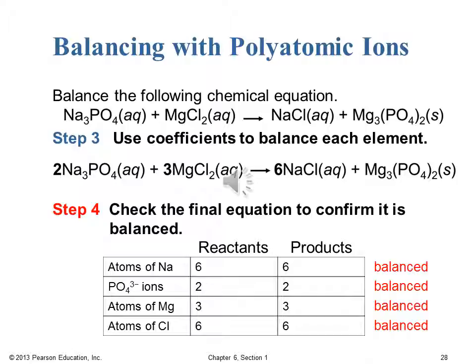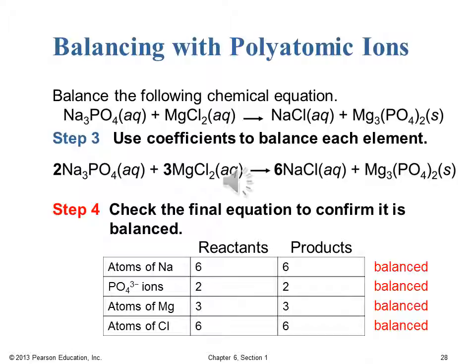Step 4, we'll check that final equation to confirm that it's balanced, and we see, yes, 6 ions of sodium on the left-hand side, and then 6 again on the right-hand side, so that's balanced. Phosphate ions, we have 2 on the left now with that coefficient of 2 in front of the sodium phosphate to balance out the 2 on the right-hand side in the magnesium phosphate. Moles of magnesium ions, 3 on the left-hand side now with that coefficient of 3 in front of the MgCl2, and then 3 on the right-hand side in that magnesium phosphate product.